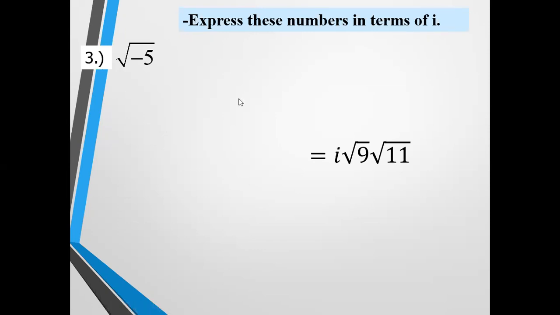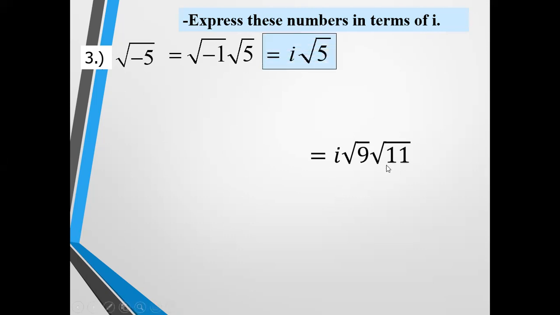Okay. So express these numbers in terms of i. If you have root of minus 5, what is it going to be? We can rewrite root of minus 5 as root of minus 1 times root 5. And we already concluded that root of minus 1 is equal to i. So our answer would be i times root 5. That's what our answer is going to be.